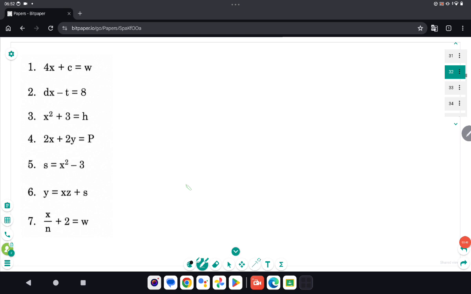Okay, so on each page we have 7 questions. Maybe have a go at them yourself first. Put me on pause and unpause when you're done to see if you've got them correct.